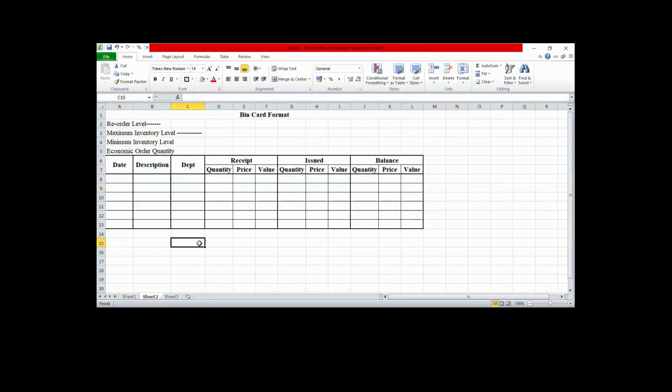Is that clear? Hello? Yes, sir. This is how a bin card looks like. It's not all organizations that always put the reorder level, maximum stock level, minimum stock level, or EOQ on it. Some don't put it on, just put this one straight away. No problem. It's just for us to monitor the quantity you have ordered for, your maximum stock level, your minimum stock level, and your economic order quantity.